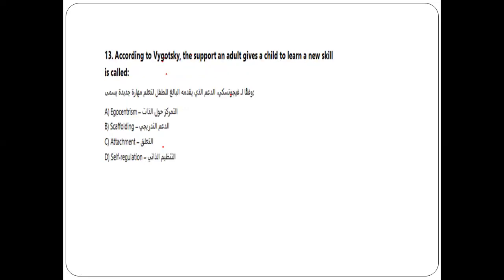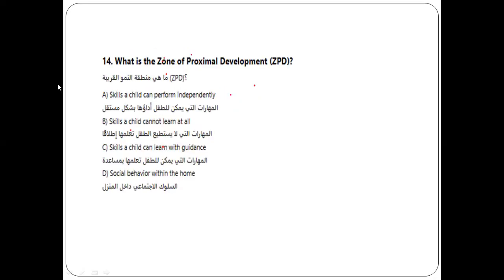Then, according to Vygotsky, the support an adult gives a child to learn a new skill is called scaffolding. It's also called the ZPD model, a theory of learning and development. Make sure you know the different concepts that have been given. What is ZPD? ZPD is skills a child learns with guidance. There are three zones of the ZPD: the child can do it without support, with support, and cannot do it even with support.